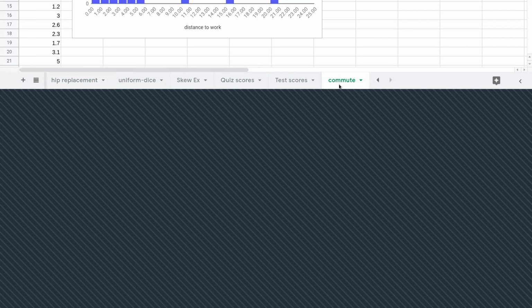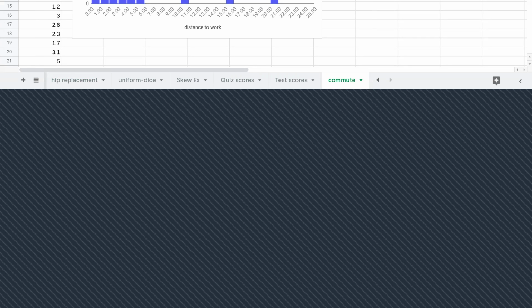Commute times for people to go to work. Typically people live close to their work. So if you ask people, how far do you drive to work? Mostly they're not going to drive very far, 1, 2, 3, 4 miles. There's a few people who drive farther, maybe 10 or 11, 15, or even 20 miles to get where they work. What's the skew on this one?